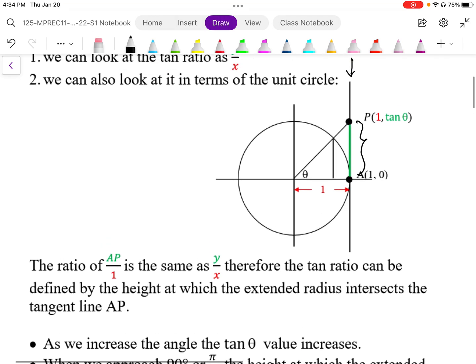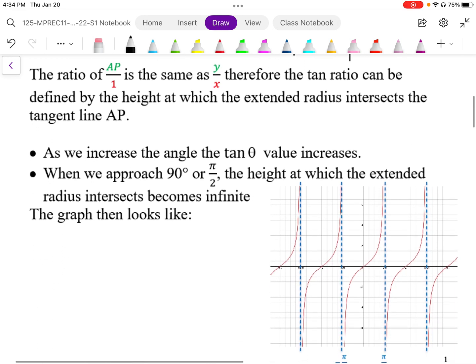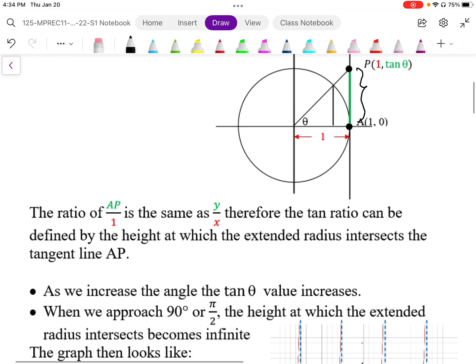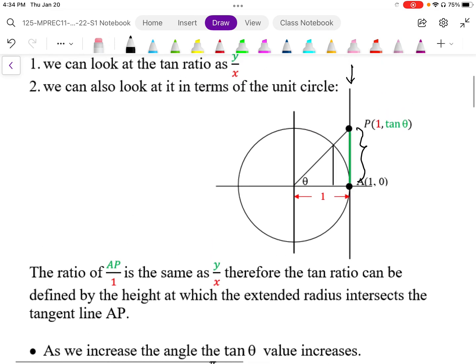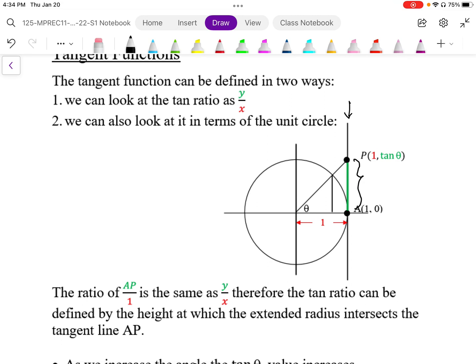So what's this graph going to look like? So we want to know what the graph looks like. So the graph looks like this here down below. And we're going to take a look at how we generate that graph. So we want to look at what's happening as we rotate from 0 degrees, from standard position of 0 radians or 0 degrees, and as we rotate to 90 degrees or pi over 2, what's happening to the tangent ratio or the slope?